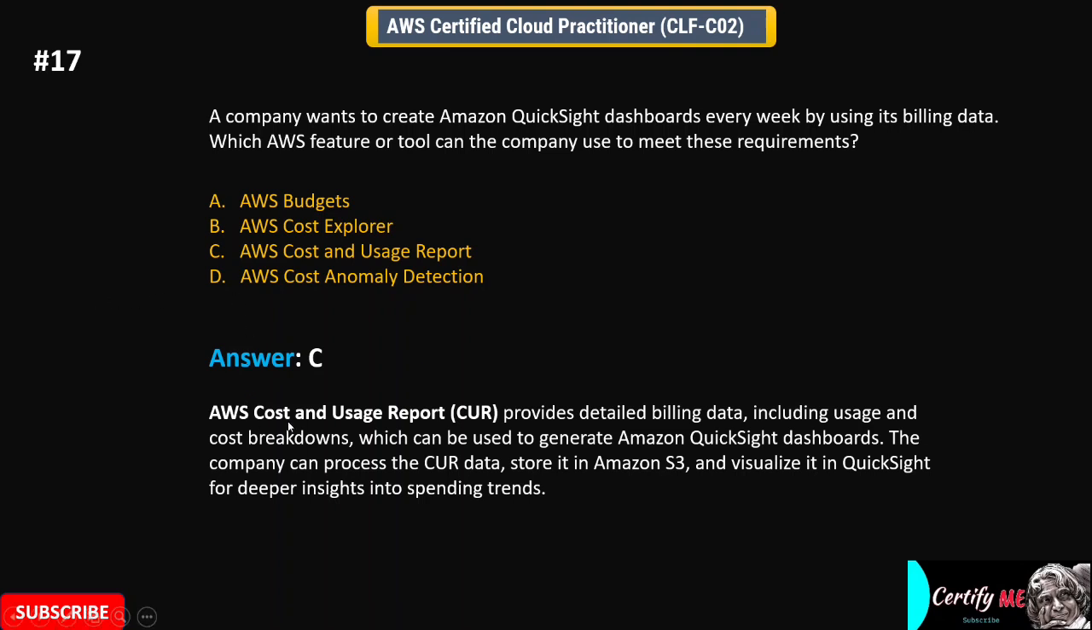AWS Cost and Usage Report provides detailed billing data including usage and cost breakdowns which can be used to generate Amazon QuickSight dashboards. The company can process the CUR data, store it in Amazon S3 and visualize it in QuickSight for deeper insights into spending trends. Next question.